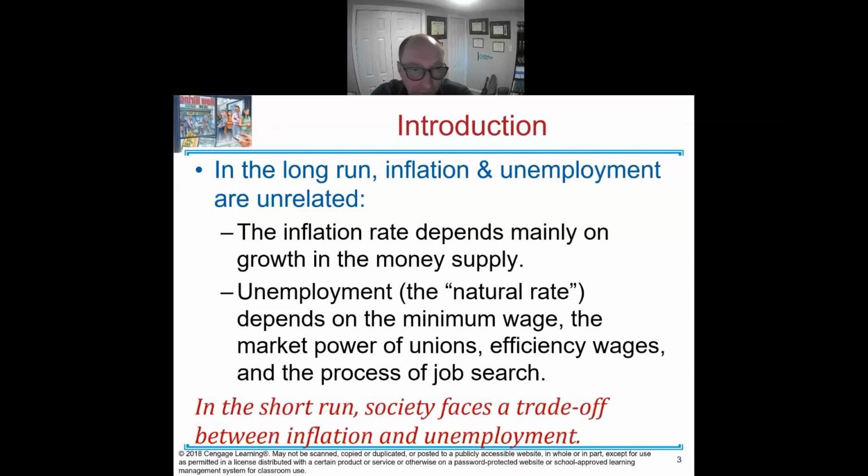As you recall, the idea of inflation is when the price of pretty much everything rises, and it's a result of too much government spending. Unemployment, as you know, is when individuals in the labor market are not working as a result of being unable to find work. These individuals are willing and able to work, but unable to find work for various reasons, such as minimum wage, unions, wage efficiencies in the process of searching for a job.